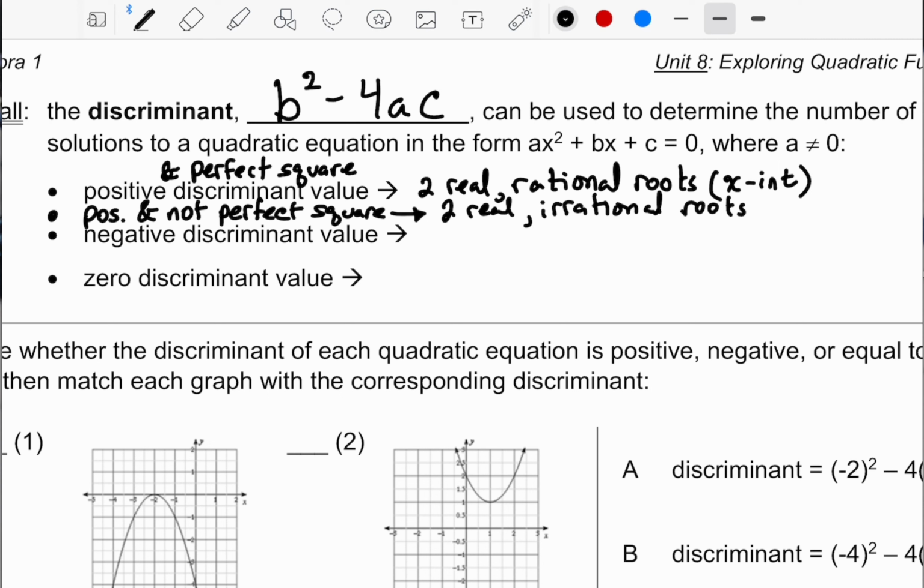The negative case was the nice one, or at least it was in the last unit. It meant that there were no real roots. You just couldn't get an answer. No solution is what we went with. All right, but it means something different here. Slightly different, but no real roots is the standard response when you have a negative discriminant value.